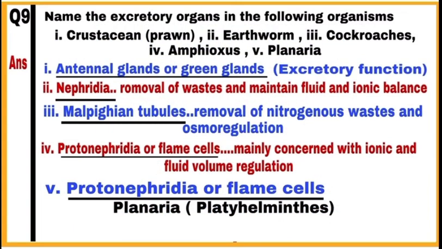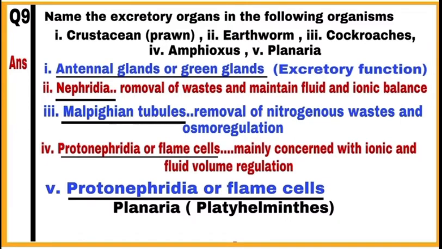Question 9. Name the excretory organs in the following organisms. Number 1. Crustaceans like prawns. They have antennal glands or green glands which have excretory function. Number 2. Earthworm. It has nephridia which remove the waste and also maintain fluid and ionic balance. Number 3. Cockroaches. They have Malpighian tubules which help in removal of nitrogenous waste and also help in osmoregulation.